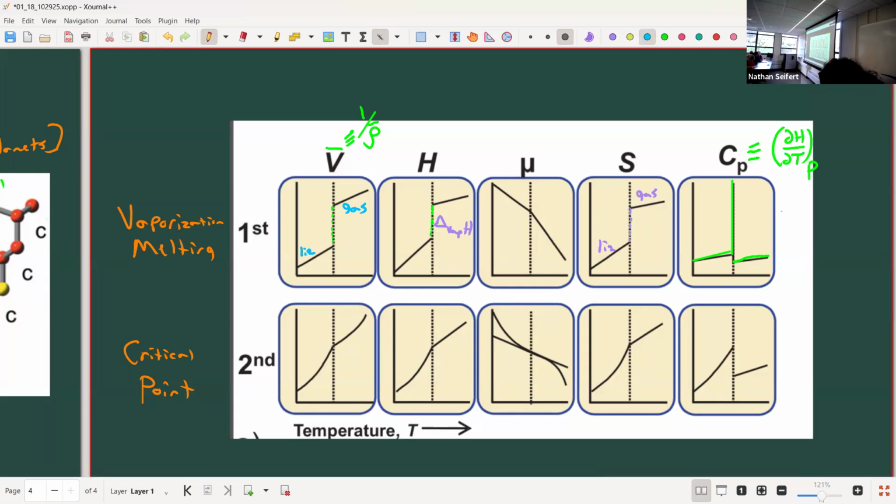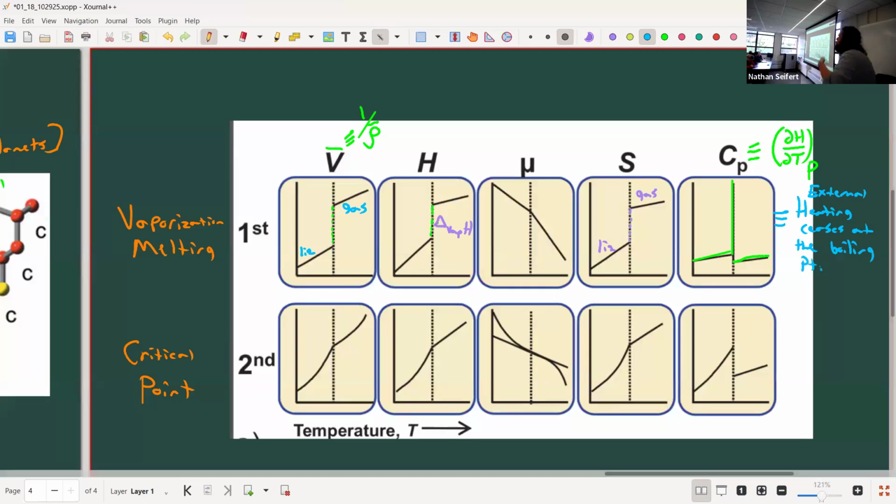So all this means is that external heating ceases at the boiling point, right? It's only used to drive the phase transition, which of course requires a discrete change in enthalpy. So this is really nice, right? We can go put a calorimeter on a material, and we can monitor these different properties of our material as a function of temperature, and we can learn something about its phase transition.